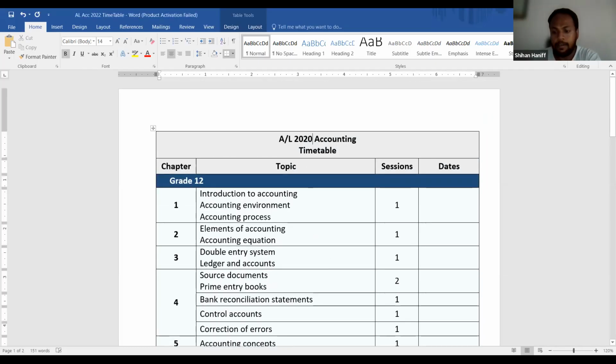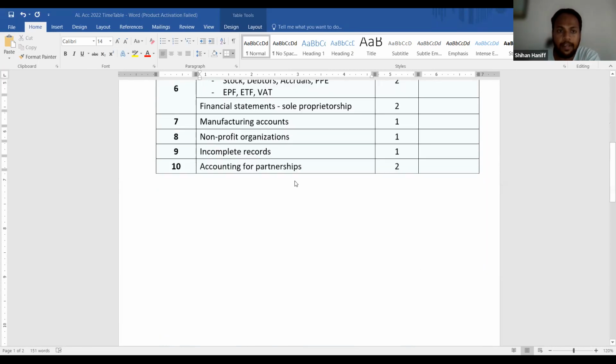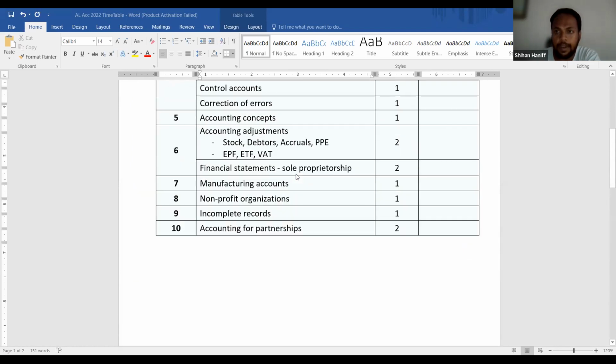So without wasting time, let's go through some important points. Hope you all can see the screen. Can you all see the screen? Yes, good. Okay, so this is our syllabus, right?